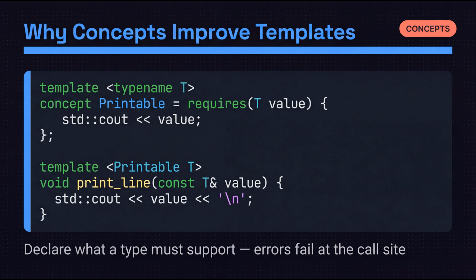If you pass a type that doesn't support streaming, the compiler rejects it at the call site with a clear message. This type doesn't satisfy printable. No more scrolling through pages of template instantiation errors. The constraint is readable, the error is local, and the intent is documented in the code itself.